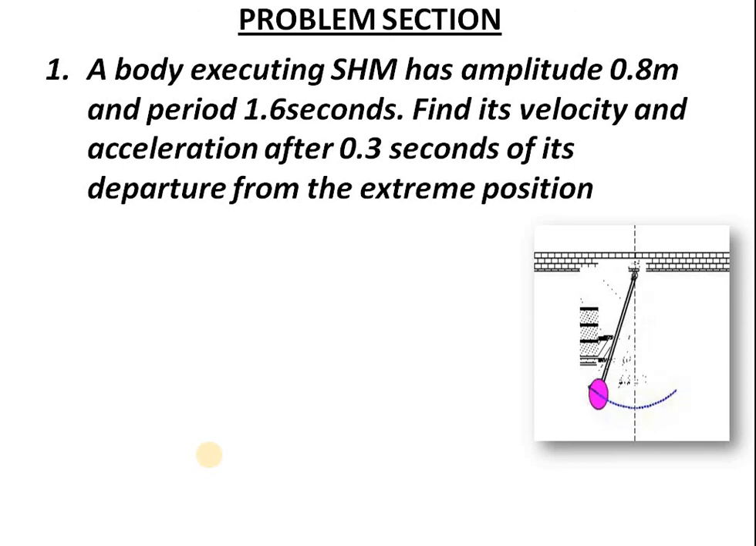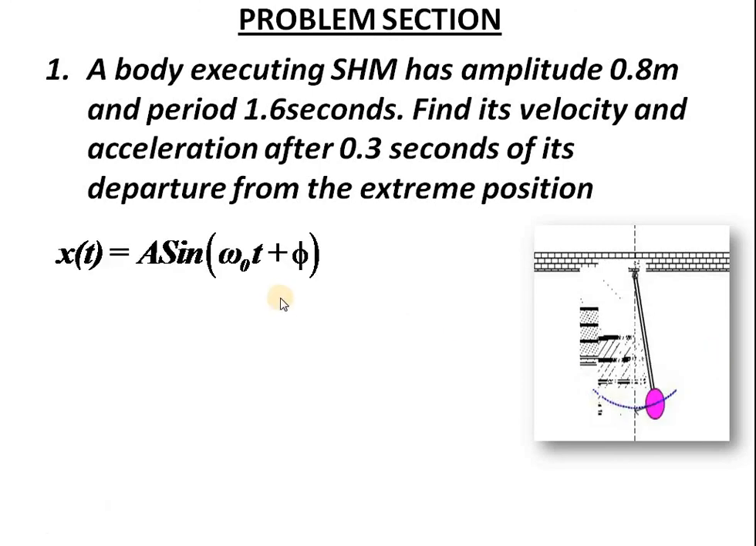A body executing simple harmonic motion has amplitude 0.8 meter and period 1.6 seconds. Find its velocity and acceleration after 0.3 seconds of its departure from the extreme position. So this is the question. What is the meaning of this question? You have an oscillating pendulum, which starts its motion from the maximum point, the extreme point. Extreme point means at the top point.